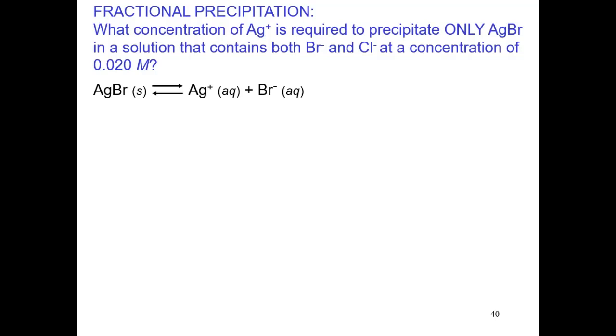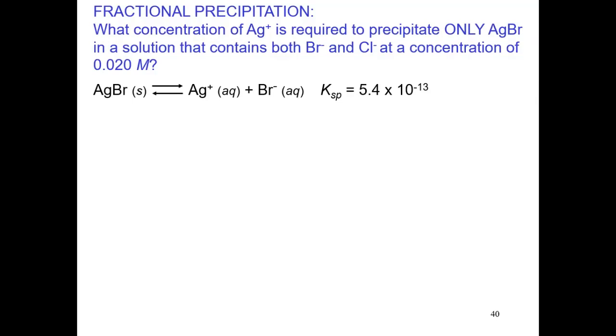Silver bromide in equilibrium with silver and bromide ions. Again, we have to look up KSP in that chart, in that table, either in Top Hat or wherever. And the KSP for this equilibrium is 5.4 times 10 to the minus 13. Now, notice, this is a different kind of problem. All right, I'm not being asked to calculate what is the molar solubility. I'm asking, at what concentration of silver can I precipitate just silver bromide, but not silver chloride?